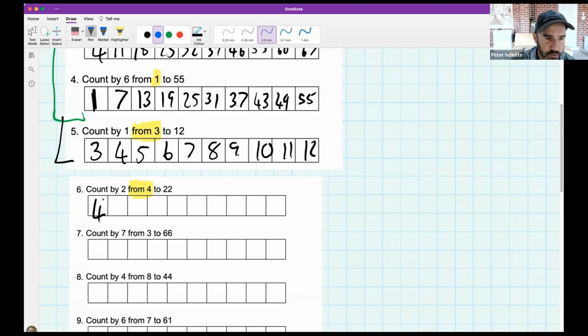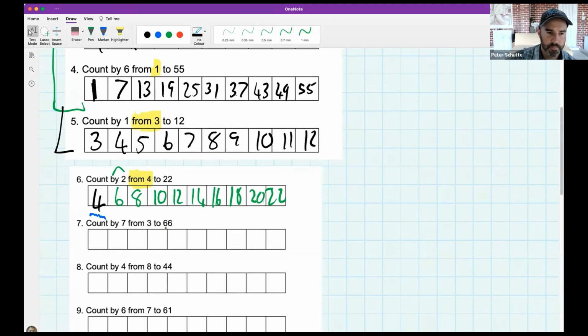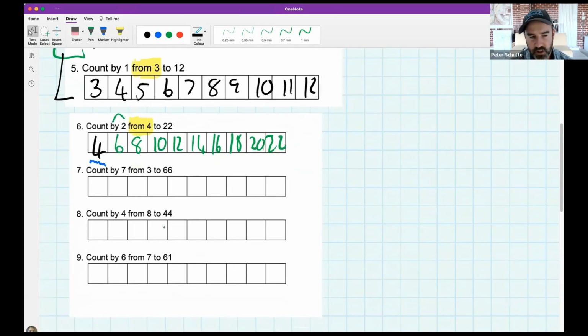So if we go for 6, we must first start at 4. And then we ask ourselves, how much are we going up by? Well, we're counting in 2s. So 4 plus 2 is 6. Then it's 8, 10. So each time I'm just adding 2 each time. Okay, thank you, sir. Pleasure. So an important thing with the number patterns is, where do I start and how much do I go up or down by? At the moment, we're just going up.